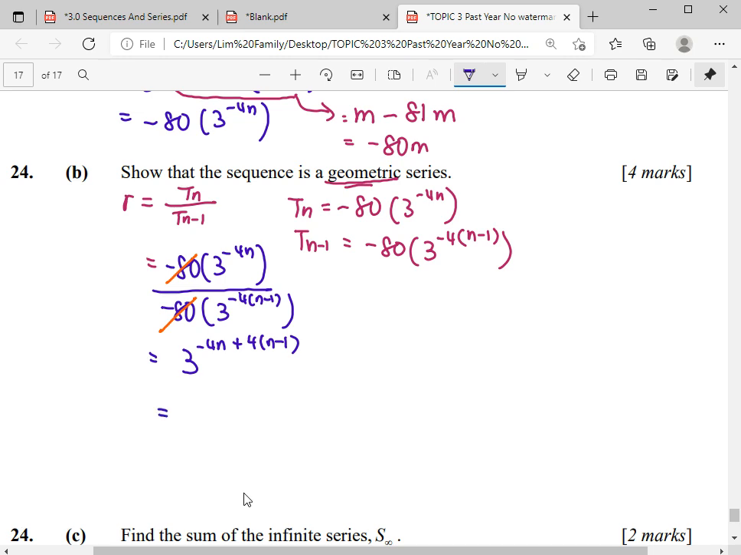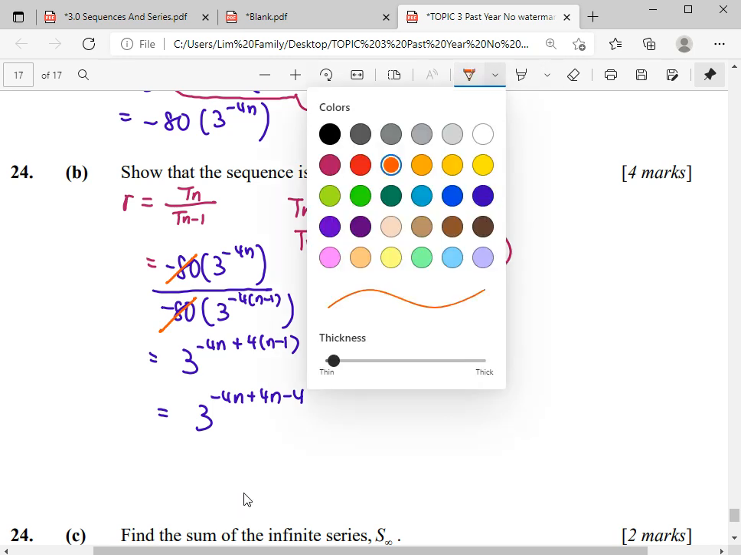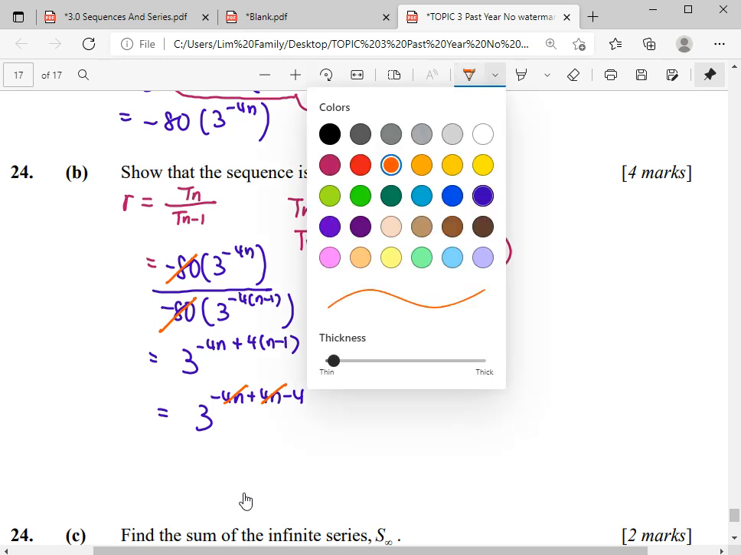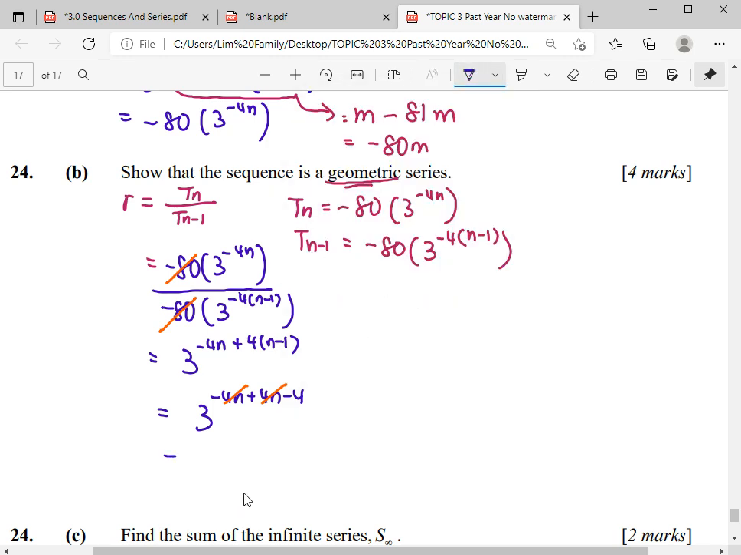So we simplify here. Is it getting a constant? So plus 4n minus 4. The power here, negative 4n plus 4n, they cancel each other, leaving 3 to the power of negative 4, which is 1 over 81. So this common ratio is a constant. Constant means it is a number, not an unknown like x, y or n. This common ratio is a constant.